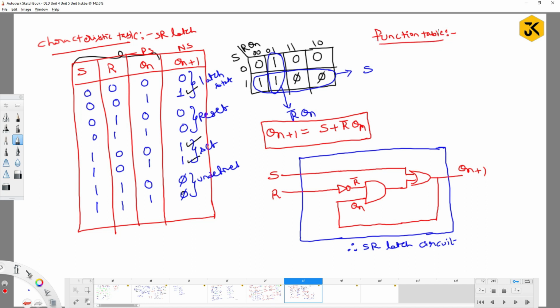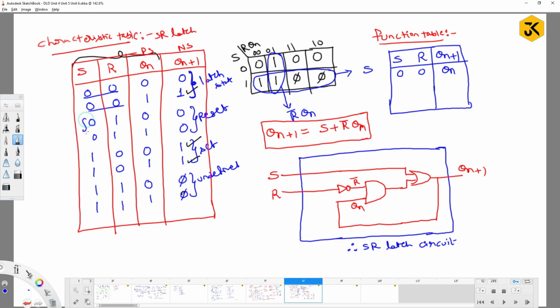Meaning that here you are simply reducing the number of variables. For what kind of inputs are you going to produce the respective output? If I have the inputs as S, R, what is the output? Q(n+1), meaning that we are simply reducing the third variable. How are we going to reduce the third variable? If you observe, when S, R are 0, 0, what is your output? Qn. So can I write it like this? For 0, 0, your output will be Qn.